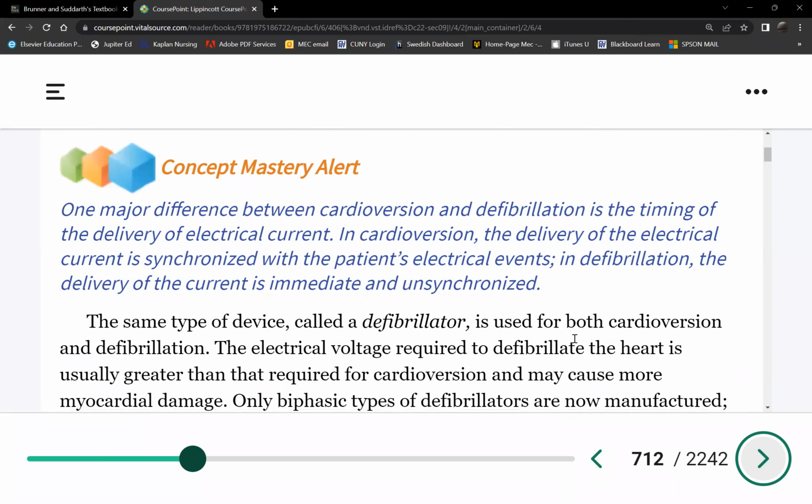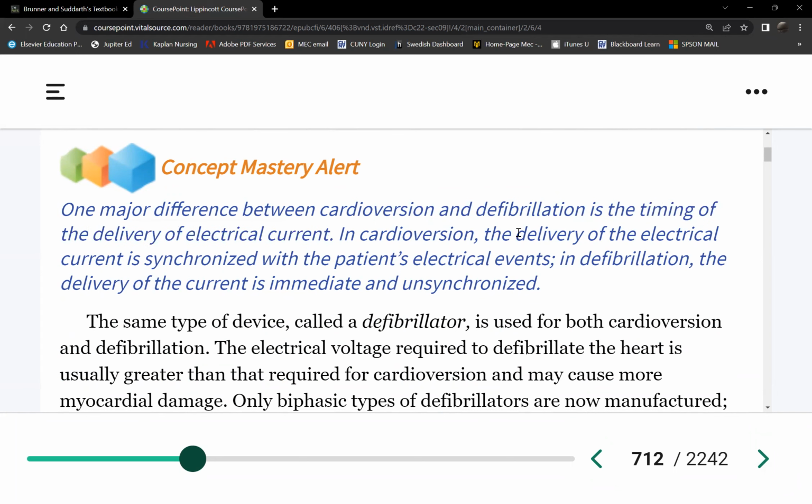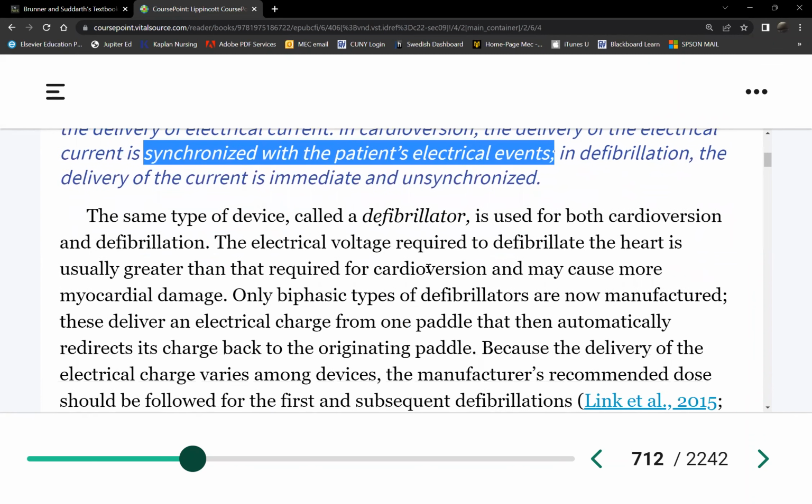So here, the major difference again is the timing of the delivery of the electrical current or electrical shock. In cardioversion, delivery is when? Synced with the R wave, and delivered when? At the peak of an R wave. It only delivers the shock at the peak of an R wave. Whereas defibrillation, anytime you press it, it doesn't matter which part of the cardiac cycle the patient's heart is at, it will get shocked. You see the movies, they go like, defibrillation. Yeah.